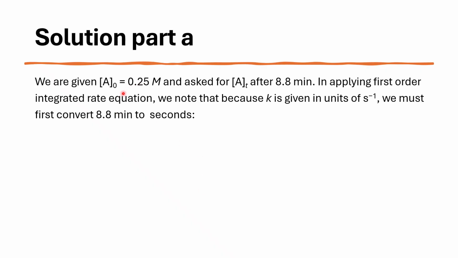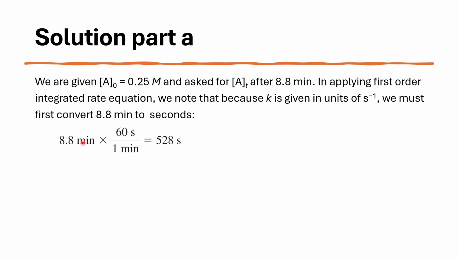Again, we're given that we're starting at an A sub 0, our initial concentration of 0.25 molar, and then asked for the concentration of A at time t, which is after 8.8 minutes have elapsed. You may have seen, it went by quickly, but you may have noticed that the values of k are given in seconds to the negative 1. So we must convert our 8.8 minutes to seconds first in order to be consistent with our units.